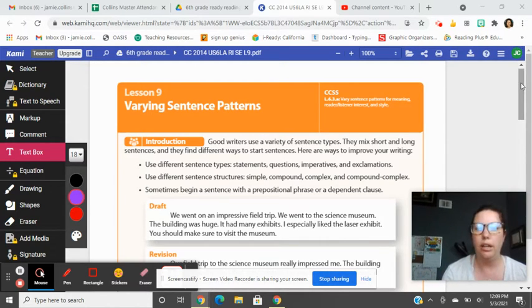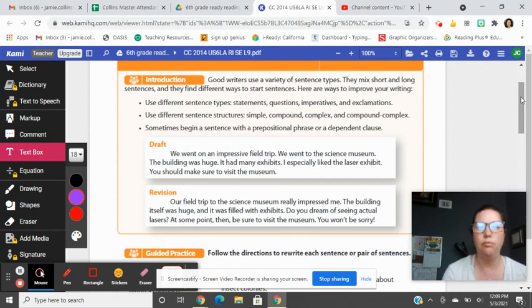So let's look at the introduction here. Good writers use a variety of sentence types. They mix short and long sentences, and they find different ways to start sentences. Here are ways to improve your writing. Use different sentence types: statements, questions, imperatives, and exclamations.